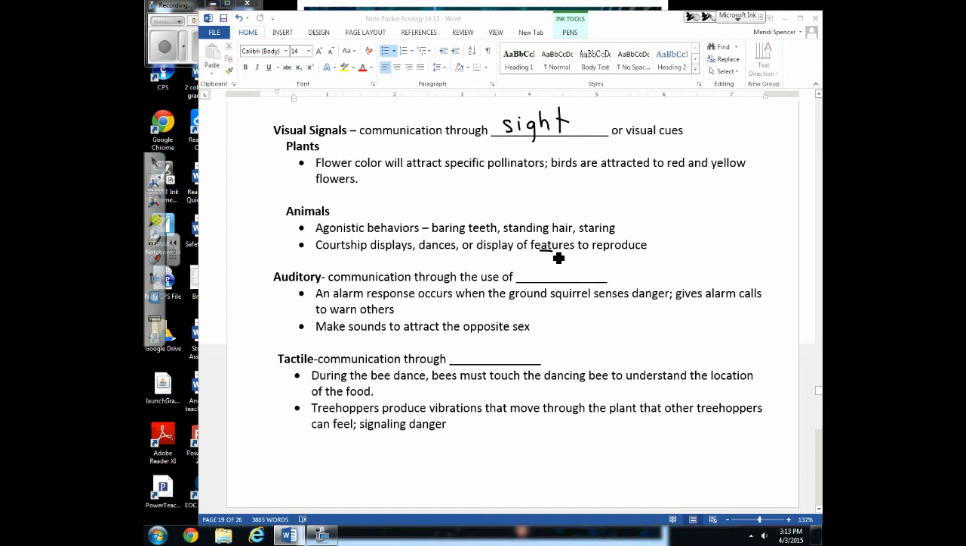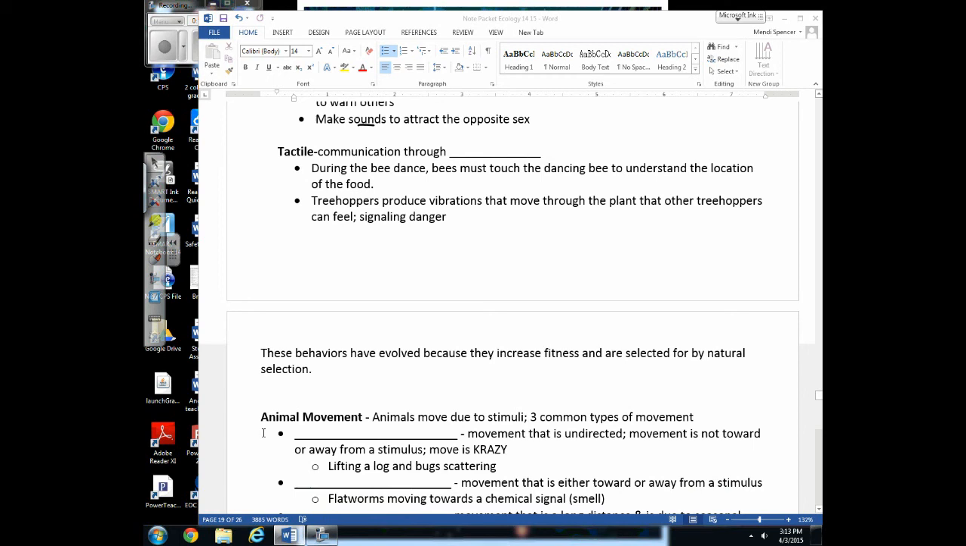Auditory is simply communication through the use of sound. Whenever a ground squirrel that is looking out senses danger, it'll give a series of calls that warns the others. Animals also use sounds to attract the opposite sex. Tactile just means communication through touch.